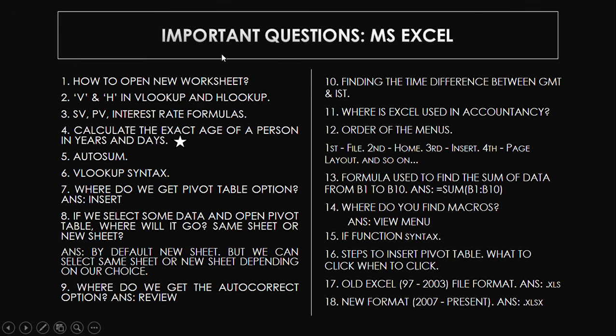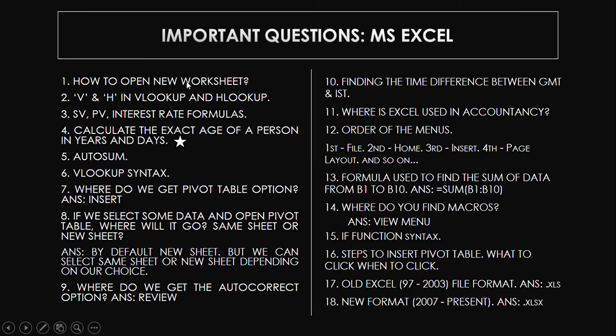Now, yes, the important questions of MS Excel. These are what have been asked this time. Okay, obviously I'm not telling you that this is what will be asked to you this time as well, but some of them will definitely be asked. So how to open a new worksheet, step by step process. I know these are all MCQs.